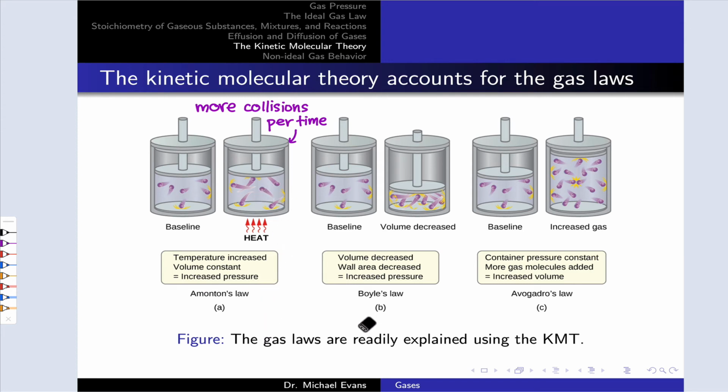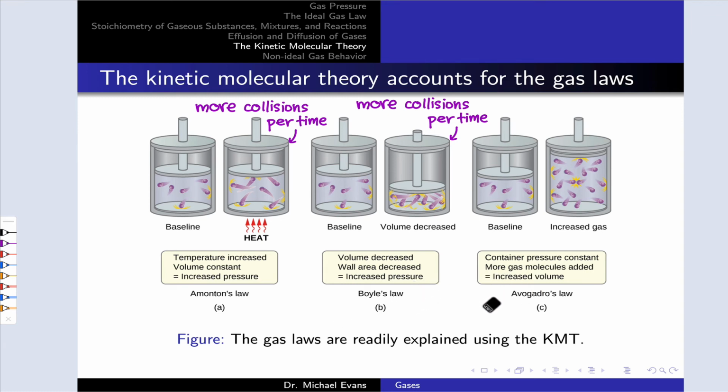What about Boyle's law? Pressure and volume. Well, as we shrink the volume, as we confine the gas particles to a smaller space, we see more collisions of the particles with the now smaller surface area per unit time, and that's going to result in an increased observed pressure. Smaller volume, greater pressure. That's Boyle's law.